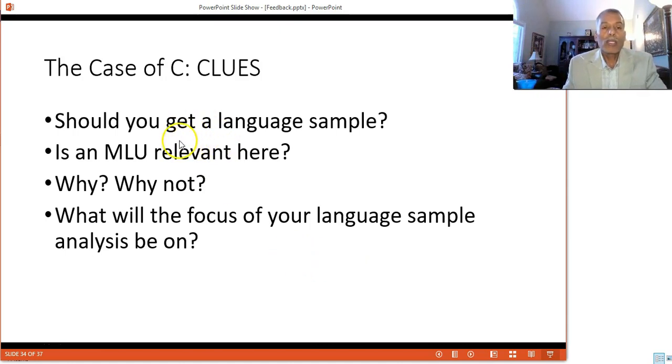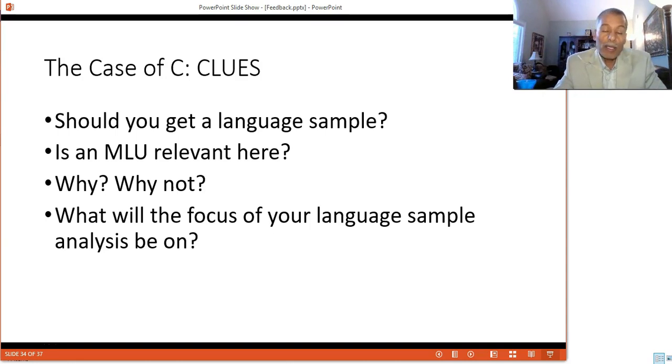So the clues, again, in any case, you are going to do a language sample. But the way that you analyze it, you have to be careful. You analyze a language sample in terms of mean length of utterance if the child is 6 years or below. Beyond 6 years, the mean length of utterance is not meaningful. So you evaluate the sample based on different things.